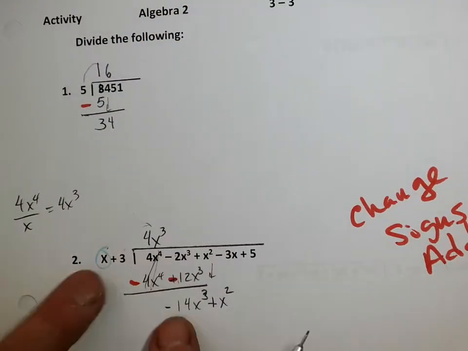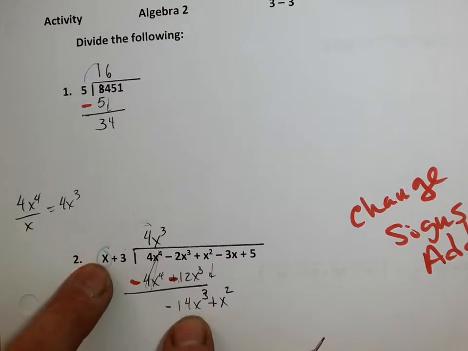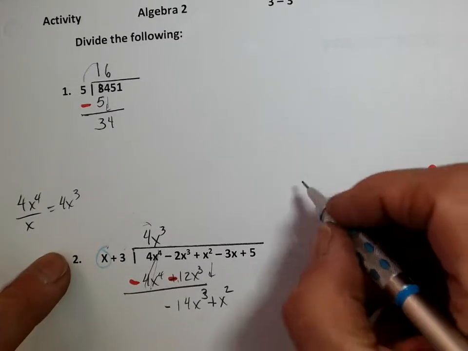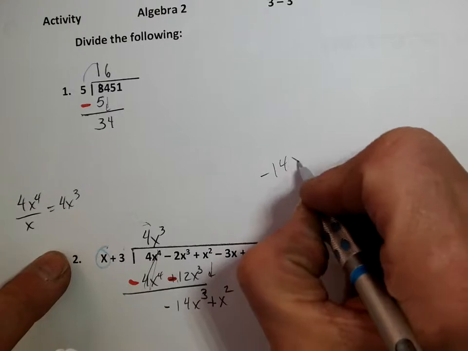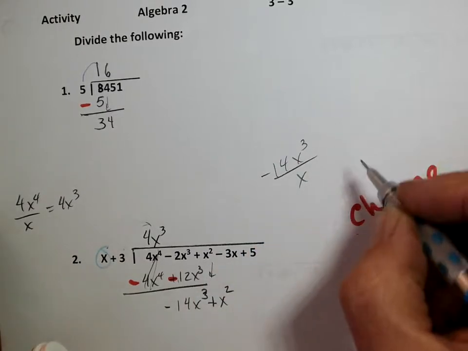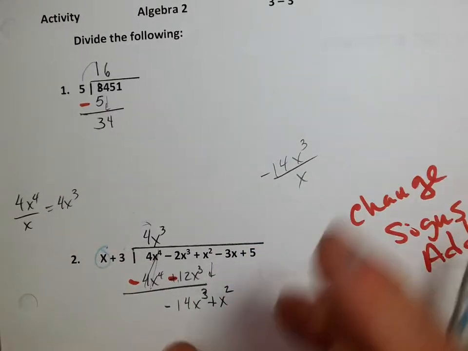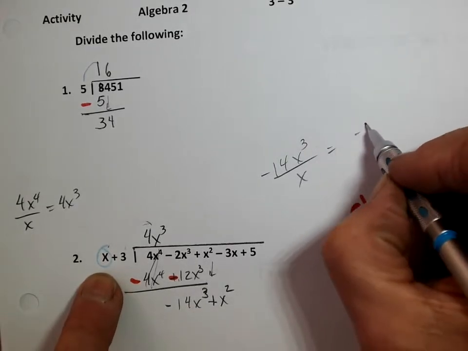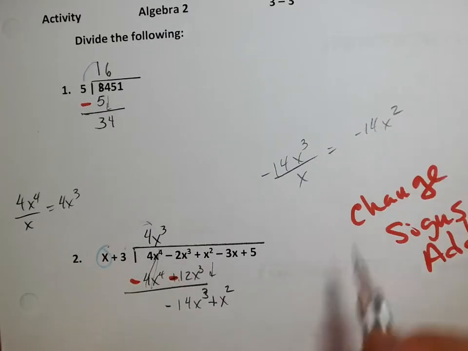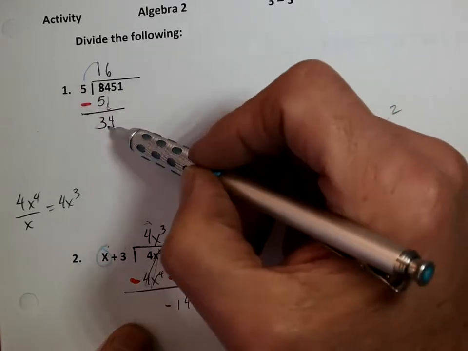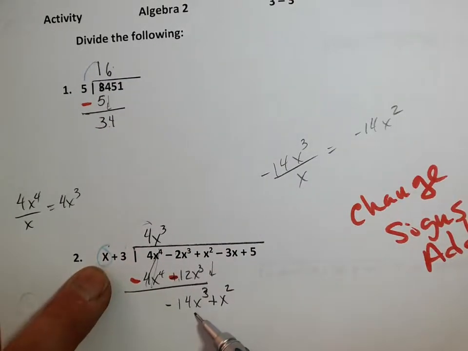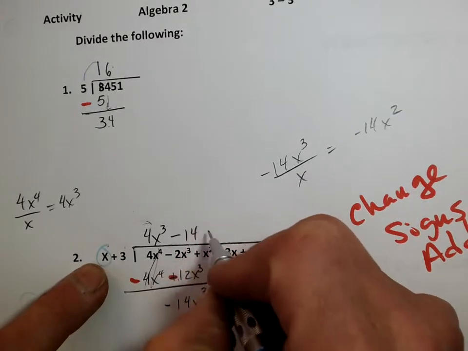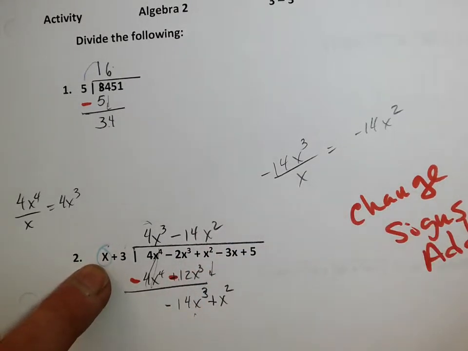x goes into negative 14x cubed. And of course, if I can't really think of that, I can do a little side work: negative 14x cubed divided by x. If you can't do that in your head, it's okay. Just do a little division. 14x cubed divided by x turns out to be negative 14x squared. So 5 goes into 34 6 times, and x goes into negative 14x cubed negative 14x squared times.